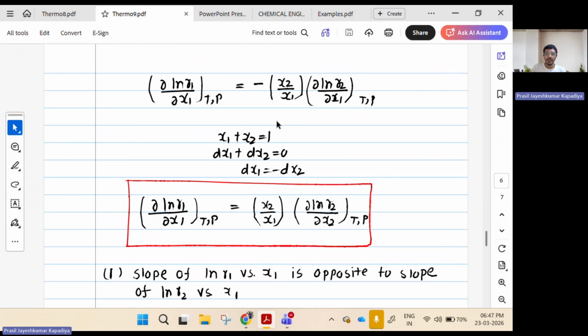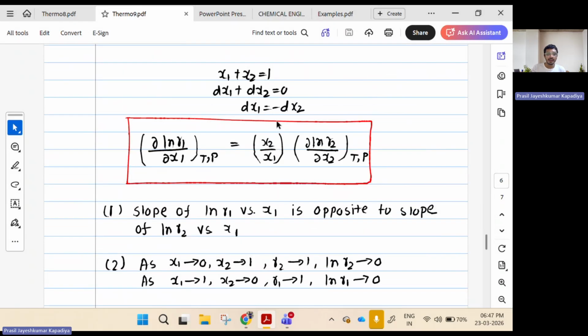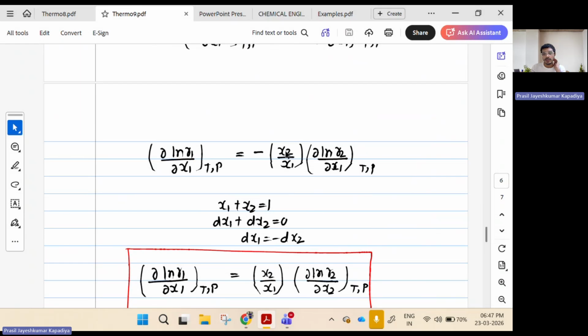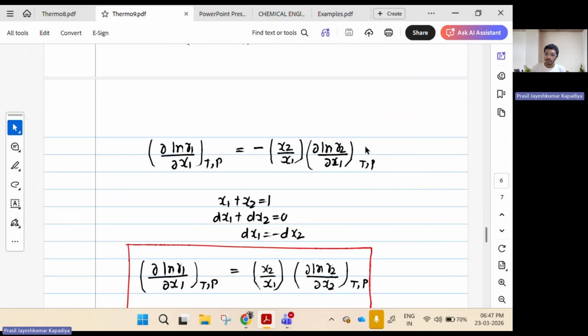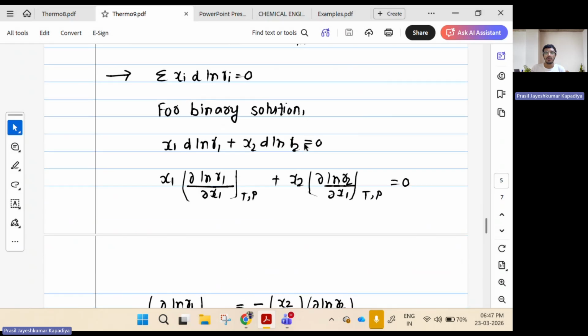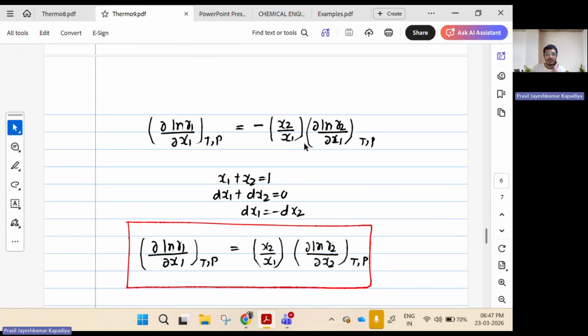So what does that mean? Automatically this means that x2 is tending to 1. Correct? x2 is tending to 1. When x2 is tending to 1, gamma 2 also tends to 1 and ln gamma 2 tends to 0. Okay, so basically how can you understand this?